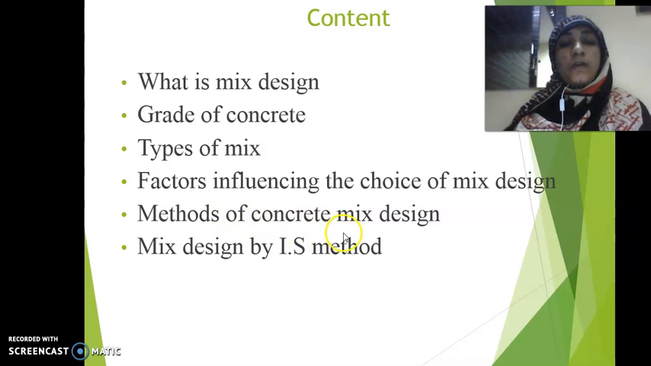Next, methods of concrete mix design. There are various methods for designing the concrete mix. Next, mix design by the IS method. In India, we generally use the IS method.